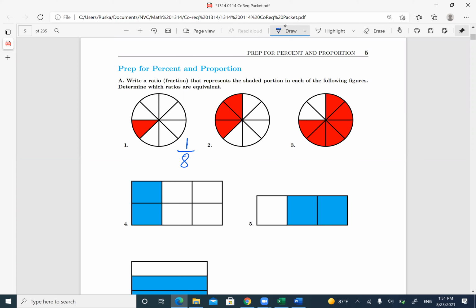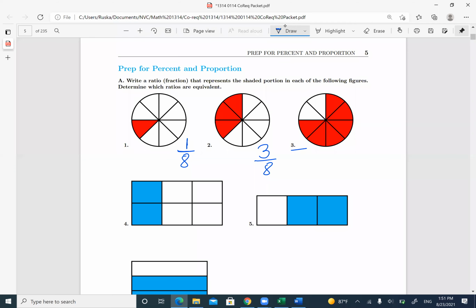And that's all you need to do. You have to see how many pieces are shaded over the total number. Okay? The same way, number 2, if you look at the second circle, you have 3 pieces out of 8. So that's it. The next one, can you tell me number 3, how many are shaded in number 3?